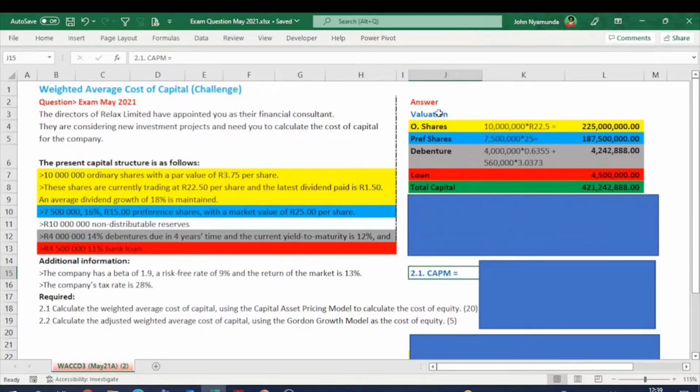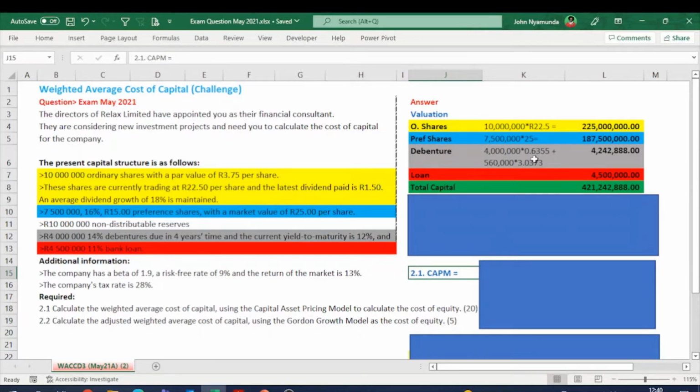So what is the value of ordinary shares? We are saying 10 million times 25. Remember, times 22.5, not 375, because that's the market value. That gives you that number. 7 million preference shares in blue times 25. Remember, 25 is the market value, which gives you 187.5 million.